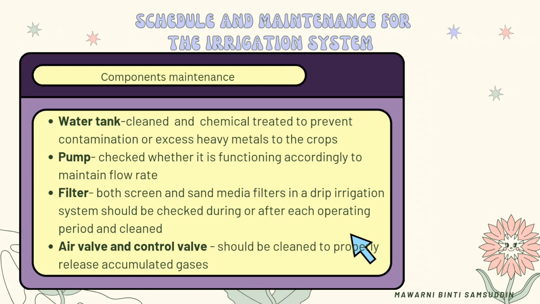Next is components maintenance. The first one is the water tank. Farmers clean and chemically treat it to prevent contamination or excess heavy metals reaching the crops. Pump: farmers must check whether it is functioning accordingly to maintain flow rate. For the filter, both screen and sand media filters in a drip irrigation system should be checked during or after each operating period and cleaned. A valve and control valve should be cleaned to properly release accumulated gases.